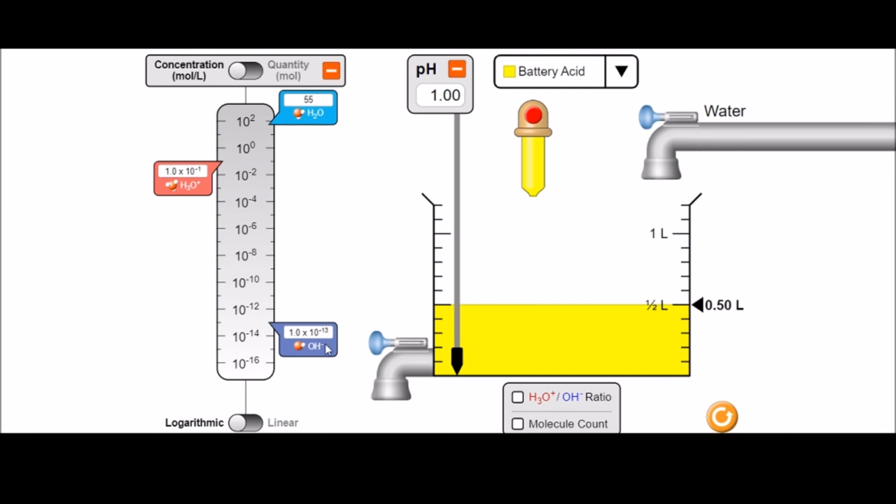So battery acid has a very small number of OH ions and a very large number of H3O positive ions, which makes it a very strong acid, okay? So this is the comparison. This is how we calculate and predict pH with the help of the given concentrations of H3O positive ions and OH negative ions. We have done all these concepts in numericals. This is just a review video.